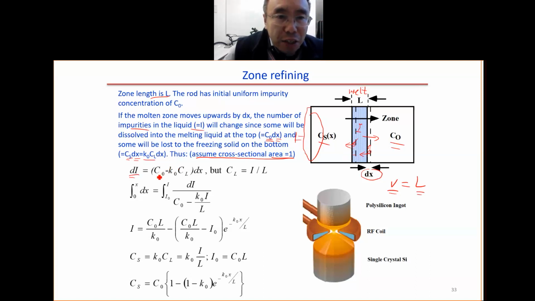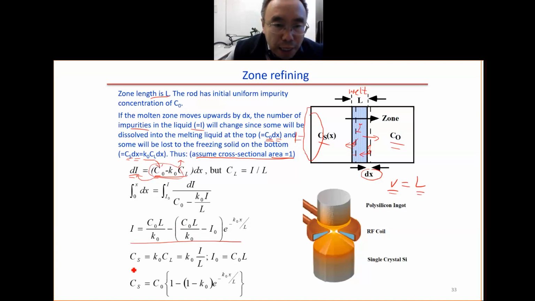Then dI equals how many get in, C0 dx, minus how many get out, Cs dx. Then we move the dx to the left, and we have the integral from 0 to x equal to the integral from I0 to I of dI divided by C0 minus K0 I over L. So this one can be solved, and in the end we get this formula here.